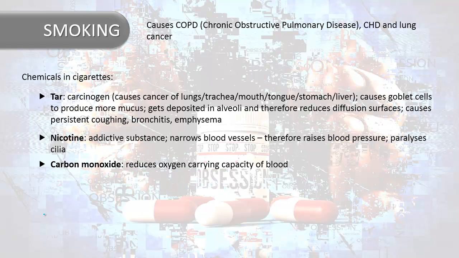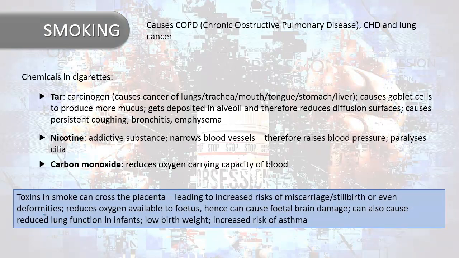Now, just like alcohol, you've also probably heard that pregnant women should not ideally smoke. That's because some of these substances can be transferred via the placenta to the little fetus, to the little baby growing within the woman. These toxins can cross the placenta, leading to increased risks of miscarriage. So during the pregnancy itself, the woman could lose the baby, or the baby that is delivered may be a dead baby or a stillbirth, that's what it's called. Or there could be even deformities because of these chemicals.